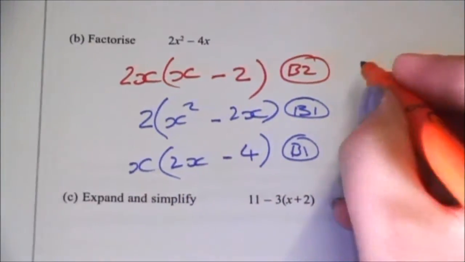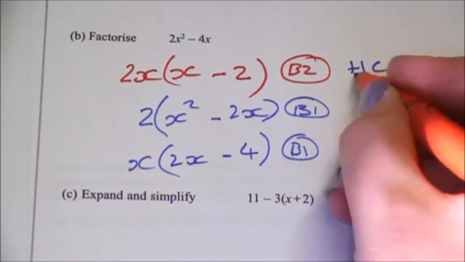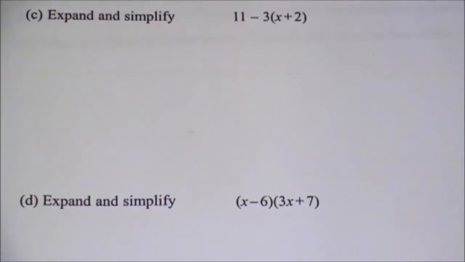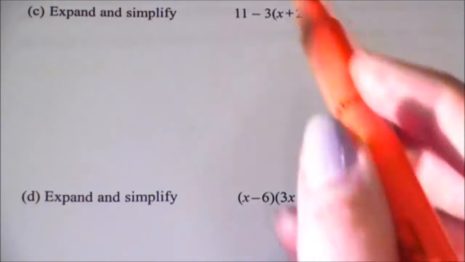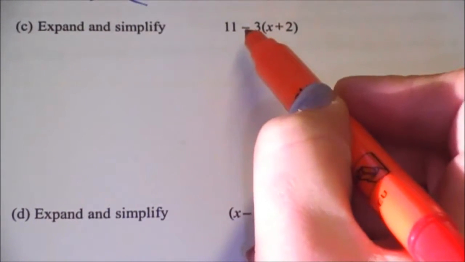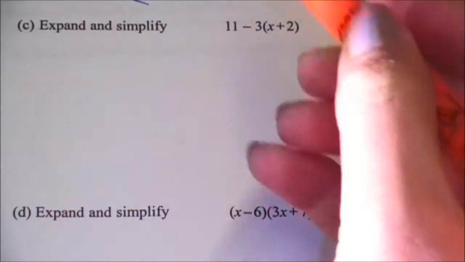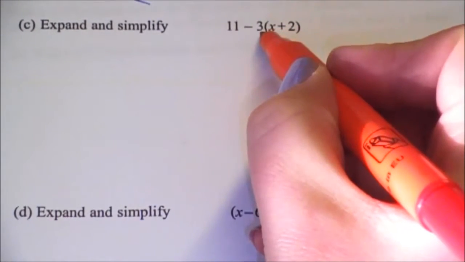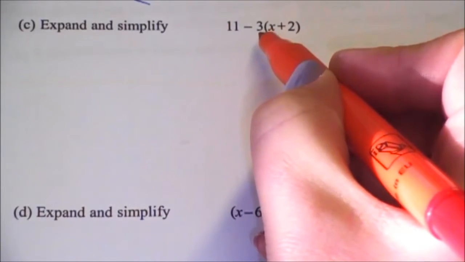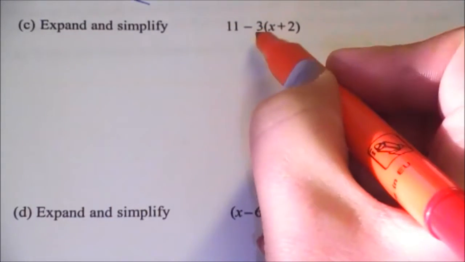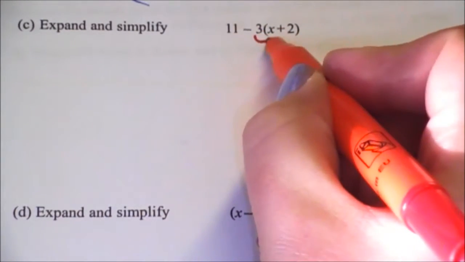You remove the highest common factor. Question C wants us to expand and simplify. And although I've got an 11 over here, I'm not going to let that cloud my judgment right now. I'm just going to deal with this. Now, this isn't just a 3 here on the outside of the bracket. It's a negative 3. So I'm going to keep that in mind when I'm doing my multiplying.